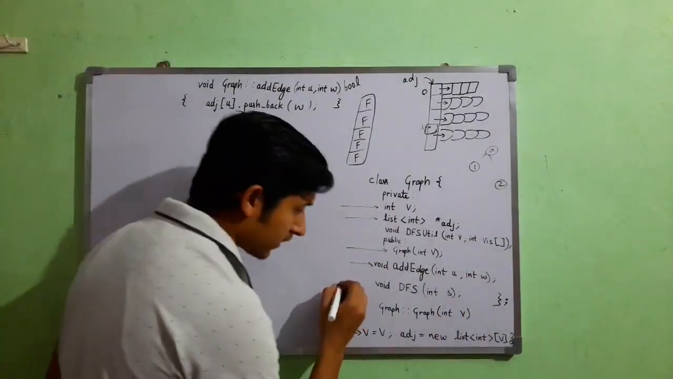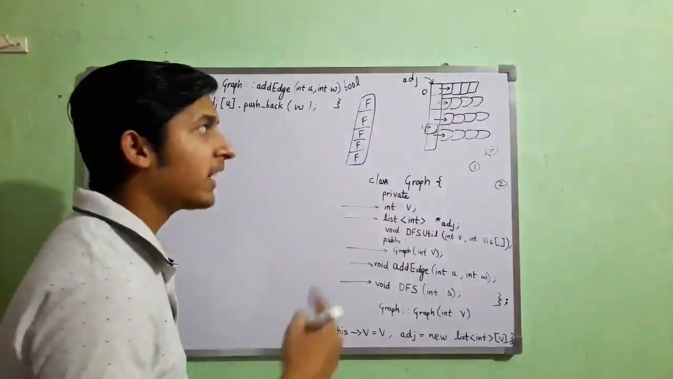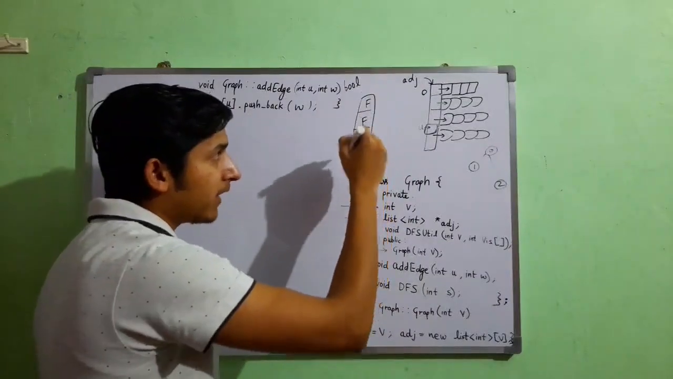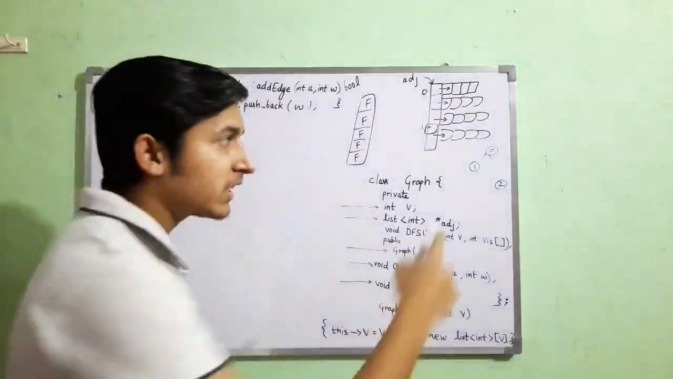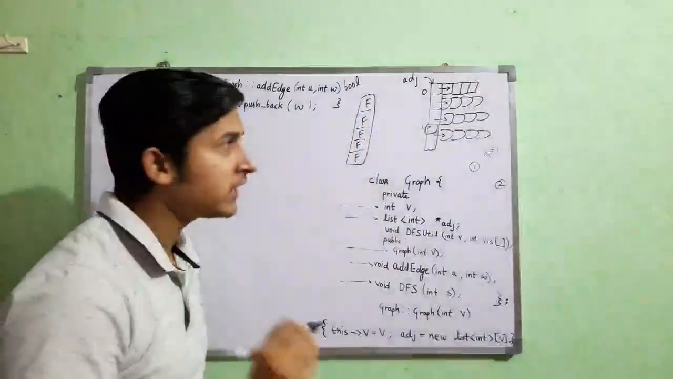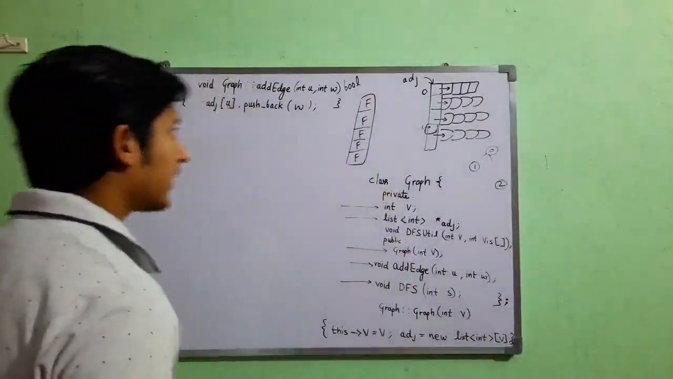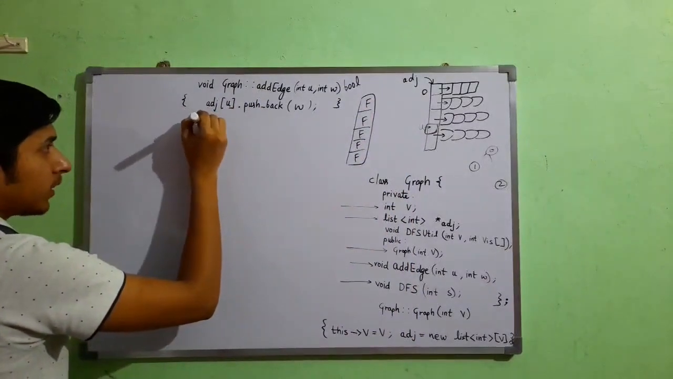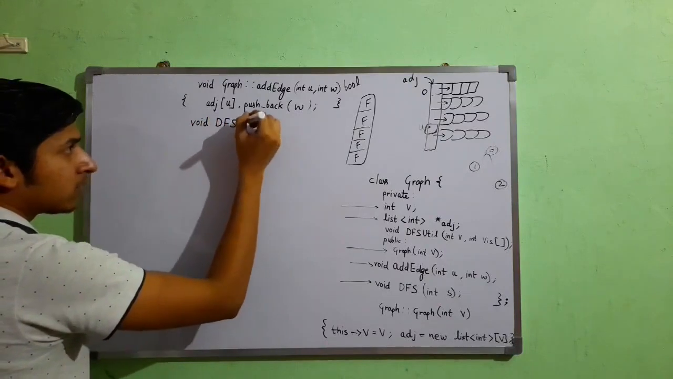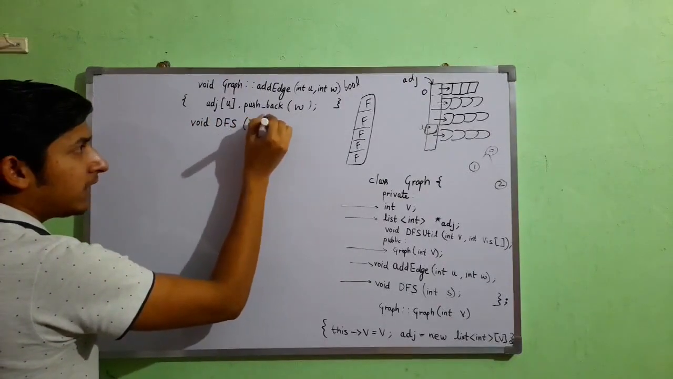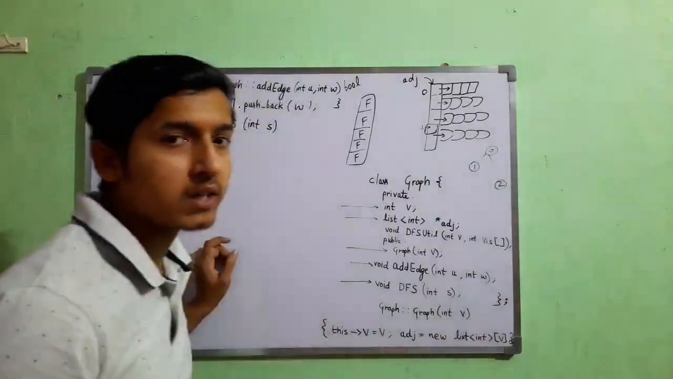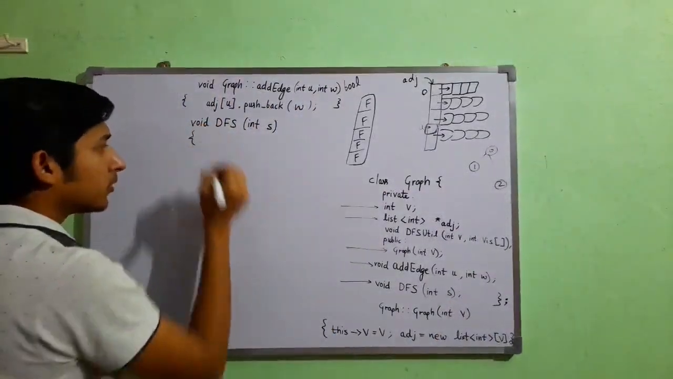Now I'll declare this function, okay? My next aim is to create an array with number of elements equals to number of nodes in this graph, and they are boolean, all initialized with f, means false, okay? So void dfs, int s. This s is the node from which we have to start.